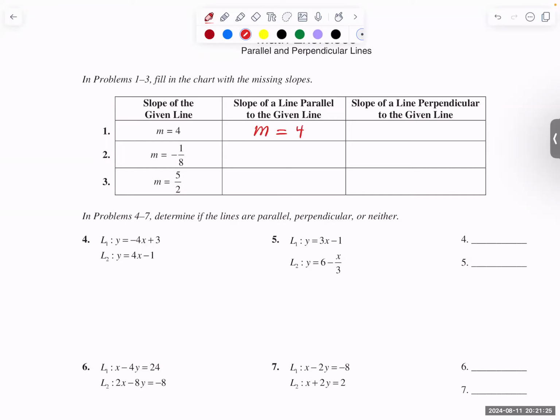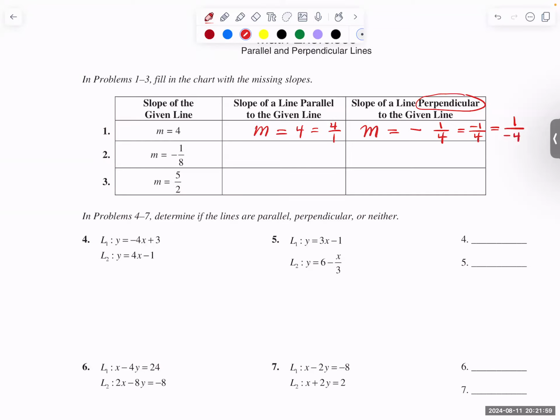A line that is perpendicular to the given slope of 4 will have a slope that's the negative reciprocal, or opposite in sign, so negative, and the reciprocal of 4 over 1 is going to be 1/4. And that's the same as negative 1 divided by positive 4, or positive 1 divided by negative 4.